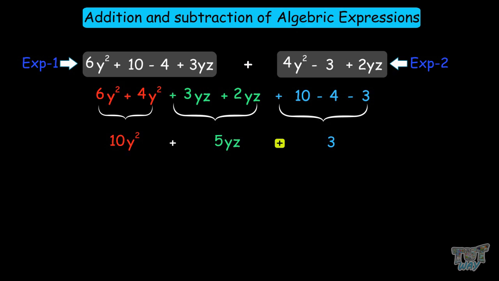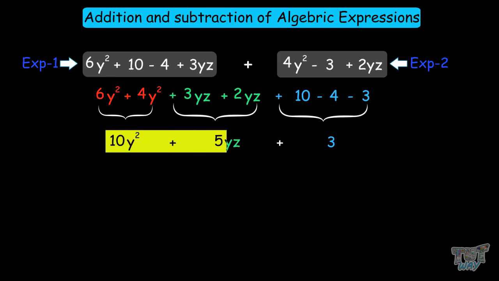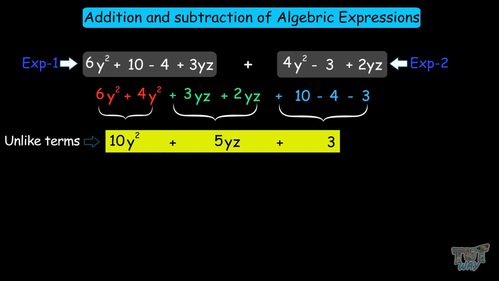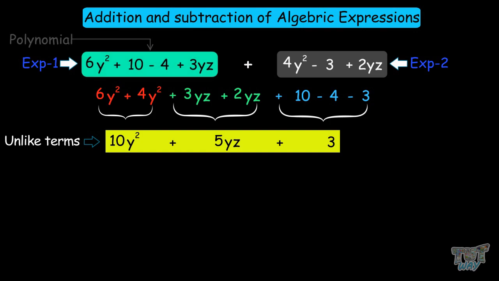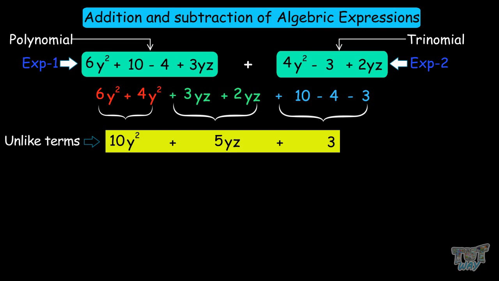So now you have 10y squared plus 5yz plus 3. This is the solution of the sum of these two expressions. When you have all the terms which are unlike terms, you have reached the solution. And now that all 3 terms are unlike terms, you have reached the final solution. So 10y squared plus 5yz plus 3 is the solution. One was a binomial and the other was a trinomial. So this is how you add expressions.